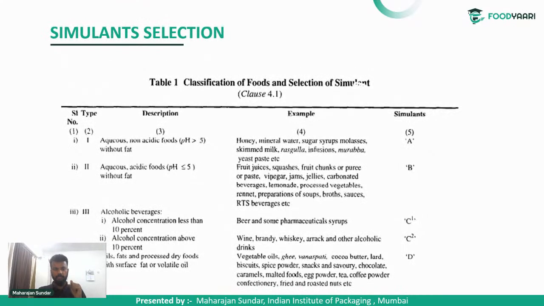The foods are classified as listed here. Aqueous but non-acidic foods, which have pH greater than 5, examples are given, for these products simulant A should be used. Aqueous but acidic foods, whose pH is less than or equal to 5, simulant B should be used. Alcoholic beverages with alcohol percentage less than 10%, then C1 should be used. Alcohol concentration above 10%, simulant C2 should be used. Oils, fats, and oily items, simulant D should be used.